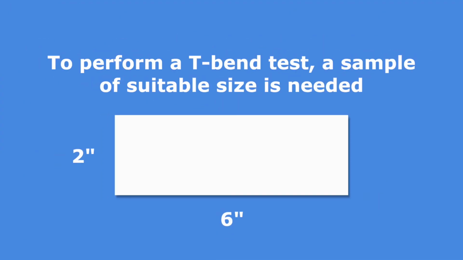When performing a T-bend test, it is important to understand the bend direction relative to the rolling direction of the metal. In many cases, the bend is made along the rolling direction. In other cases, the bend may be specified transverse to the rolling direction, that is, against the grain. To perform a T-bend test, a sample of suitable size is needed. A 2-inch by 6-inch sample is a convenient size to work with.